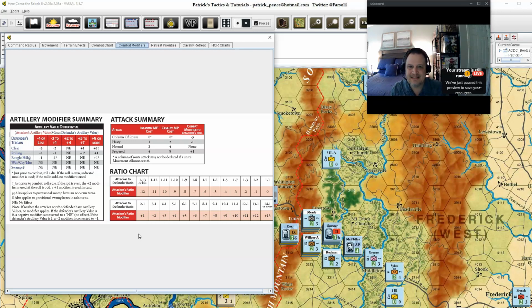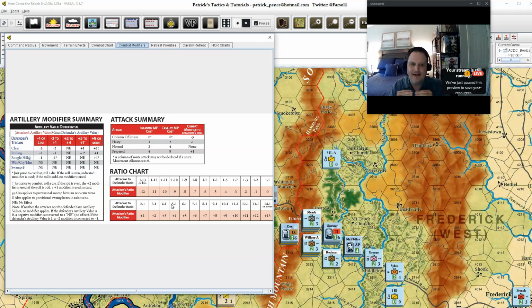So you could spend 0 movement points and do a column of route, which means basically they're in line and they're turning their rifles and shooting at something. The problem with that is it gives you a -3 die roll modifier to your attack. So not advisable. The only time it might be advisable is if you have such an overwhelming manpower ratio to a really tiny unit that you're attacking that you could offset that -3 with some other modifiers. So you don't often see a column of route.